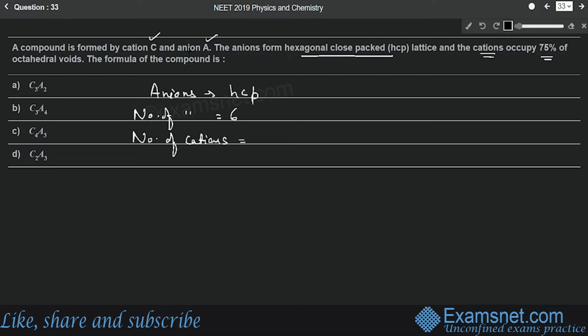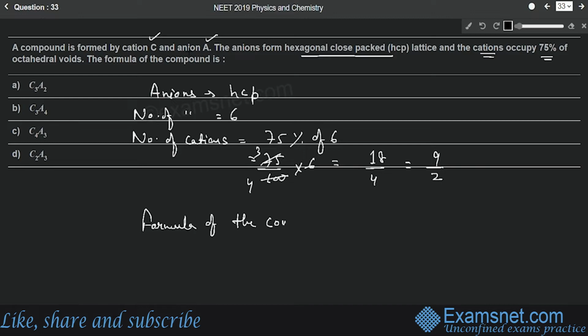That means the number of cations will be 75% of 6. So it will be 75 by 100 into 6. So 25 into 3 is 75, 25 into 4 is 100. So 3 by 4 into 6, that means 18 by 4. So it can be simplified as 9 by 2. Okay, so if we write the formula of the compound, the number of cations will be 9 by 2 and the number of anions will be 6, right?